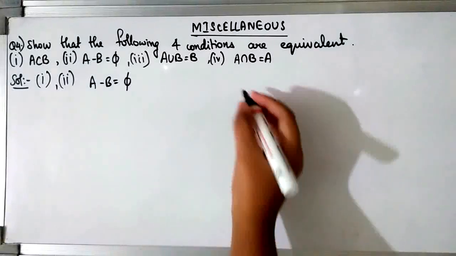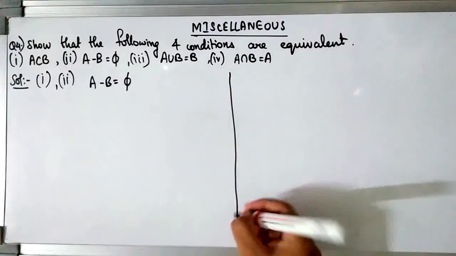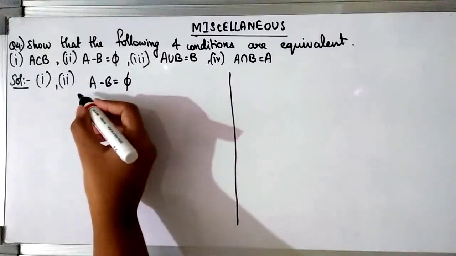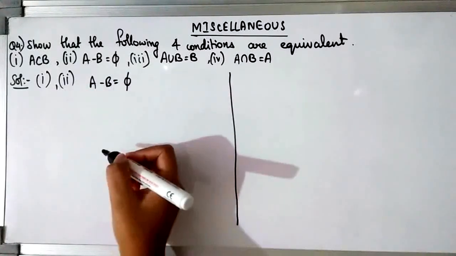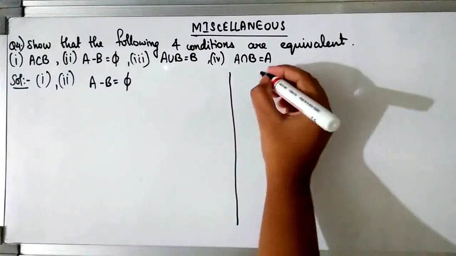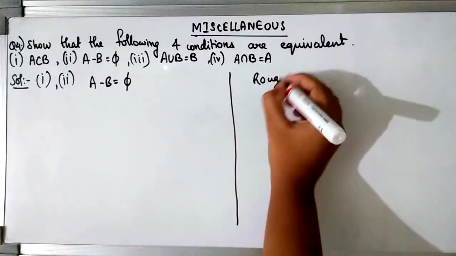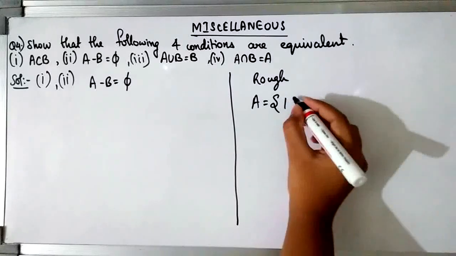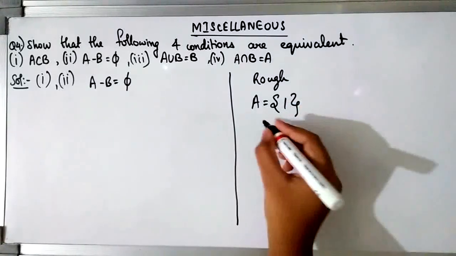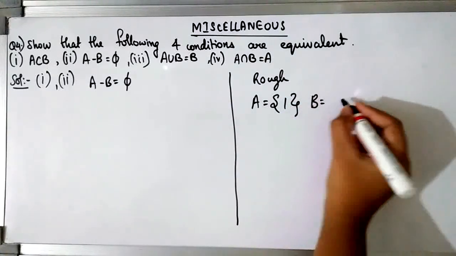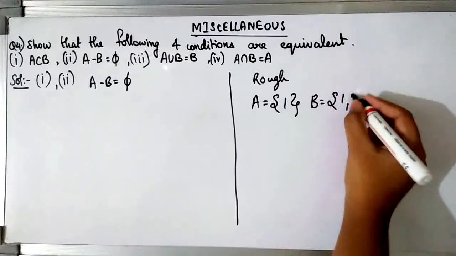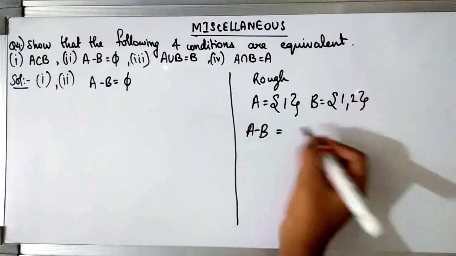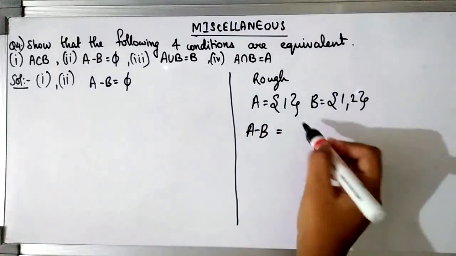Now how we will prove this? So for example, we will take sets A and B in such a way that A minus B will be equal to an empty set. So this is just rough. Now suppose we will take A to contain the element 1 and let us take set B to contain the elements 1, 2.